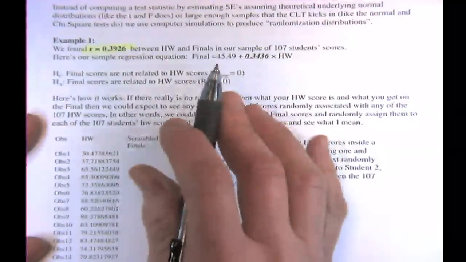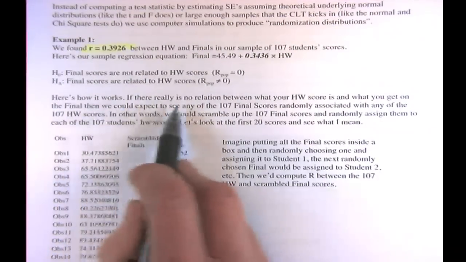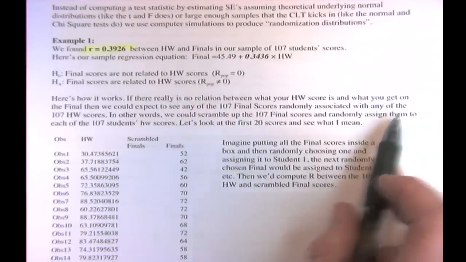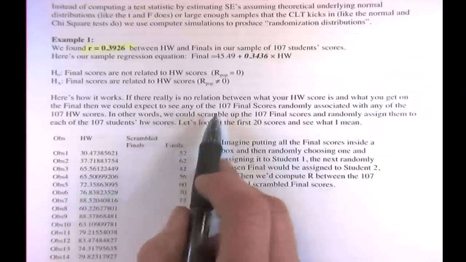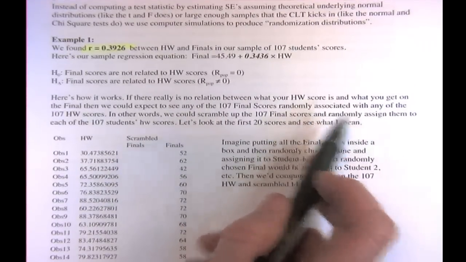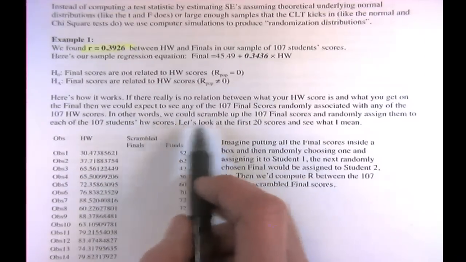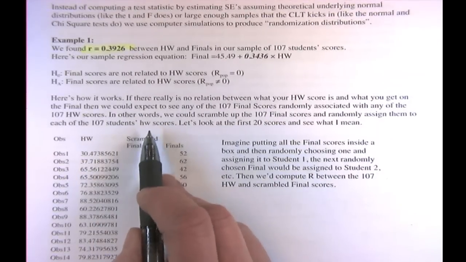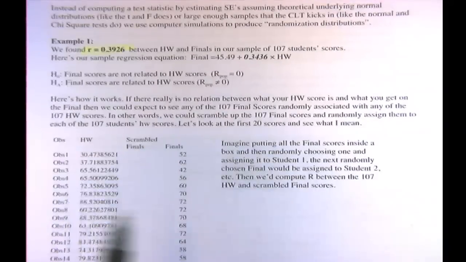So here's how it works. If there really is no relationship between your homework score and what you got on the final, we could expect to see any of the 107 final scores randomly paired with any of your homework scores. In other words, we could scramble them up and randomly assign somebody else's final to your homework score. You might get your own, but chances are you'd get somebody else's.